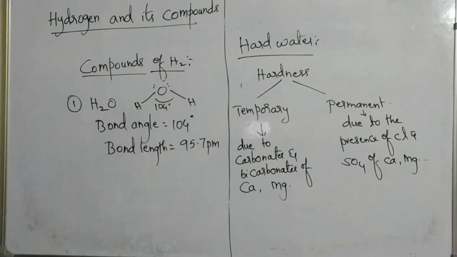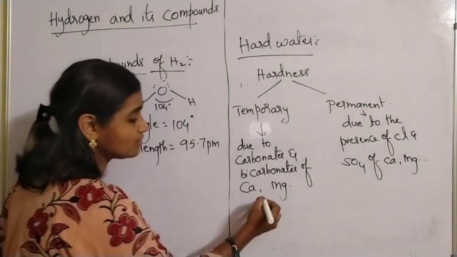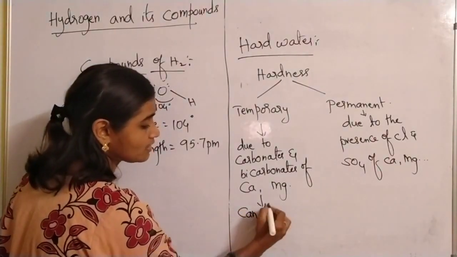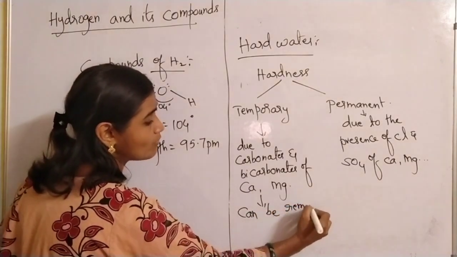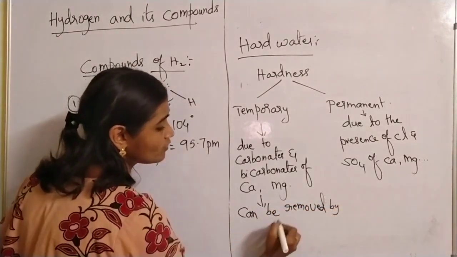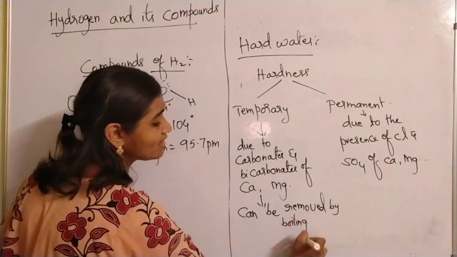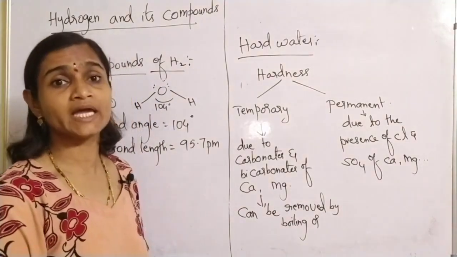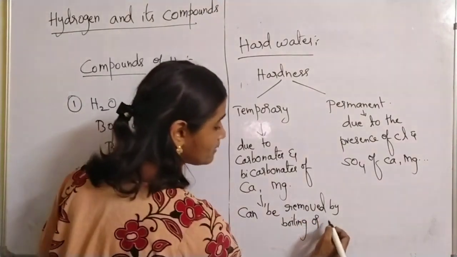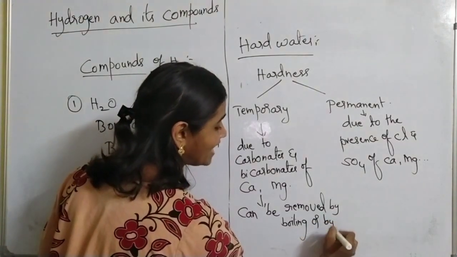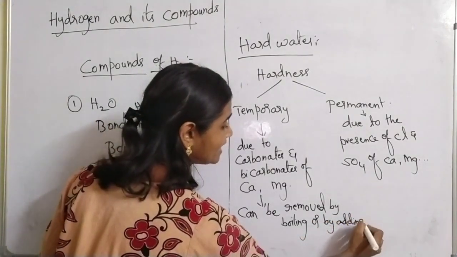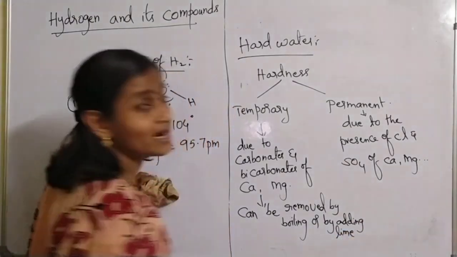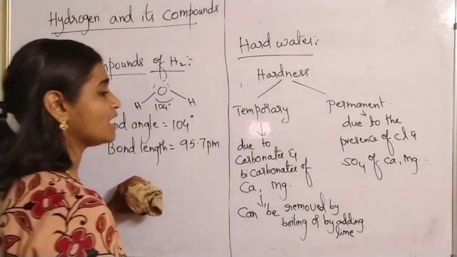So temporary hardness can be removed by what? By boiling or by adding lime. What is lime? Slaked lime. Calcium hydroxide is called what? Slaked lime. By boiling or by adding lime. Here lime means what? Calcium hydroxide.